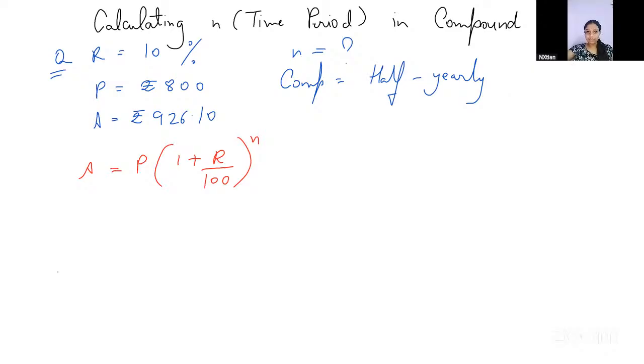Now, what we will do is that we will put the values. See, amount is 926.10. I want to remove this point, so I put 100 beneath. Now this 0 and this 0 cancel, so it becomes 9261 upon 10, is equals to principal 800 into 1 plus rate 10 upon 100 raised to the power n.